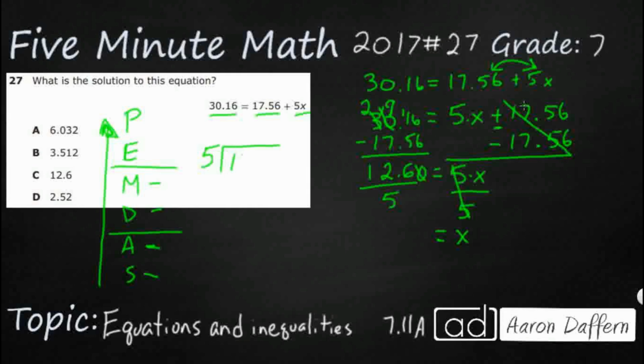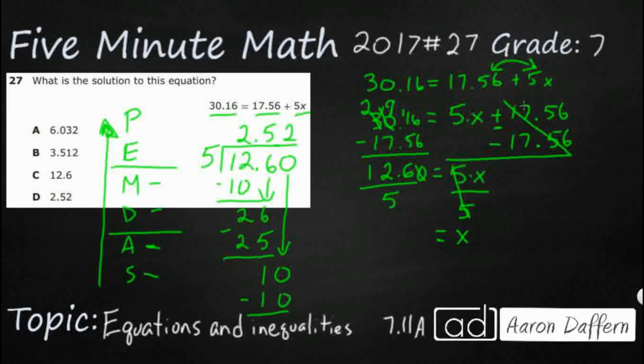5 into 12 and 6 tenths. So 5 goes into 12 twice. That is 10. 2, that's going to be 6. 5 goes into 26 5 times, 25. You know what? It looks like this was a 12.60. I guess I needed to keep that 0. Even if I didn't have that 0, remember, you can always add a 0 after a decimal. You can add as many zeros after a decimal as you want to. It's not going to change it. So 5 goes into 10 twice. There we go. That's going to be a little bit better.